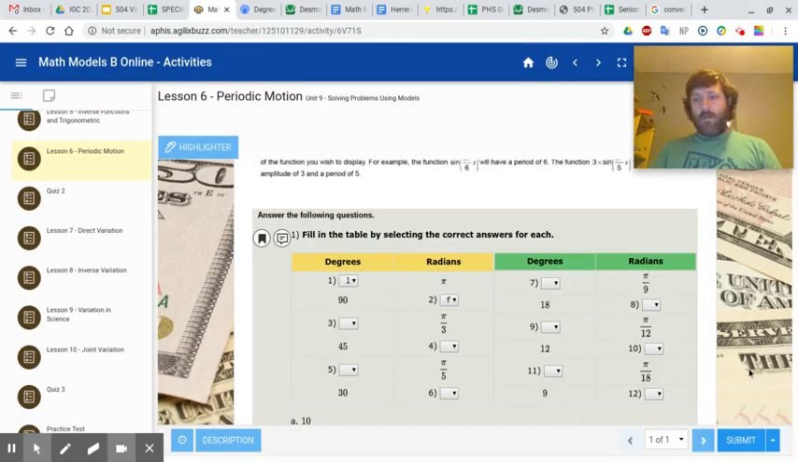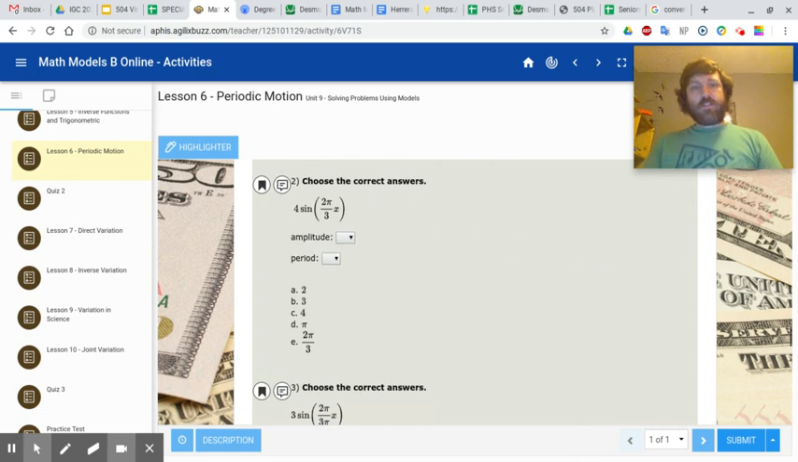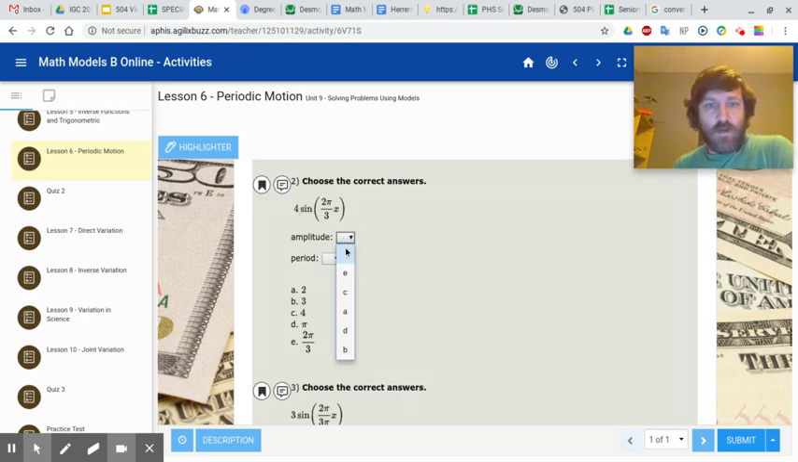From there, we have a bunch of questions about the amplitude and period of different equations that deal with trigonometric ratios. So the first thing you need to know is the number in the front is the amplitude. That's the easiest one. So the amplitude for this one is C. The number in front is the amplitude. And the period is the number in the denominator of a fraction that has 2 pi. So that'll get you most of these. So that would be B, 2 pi over 3.